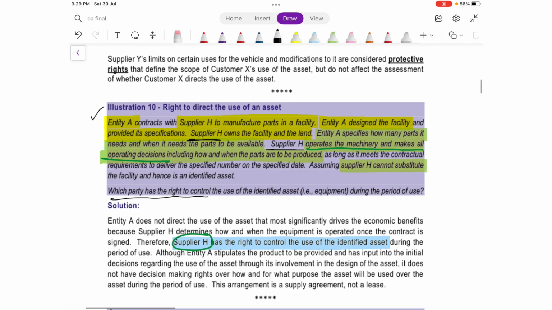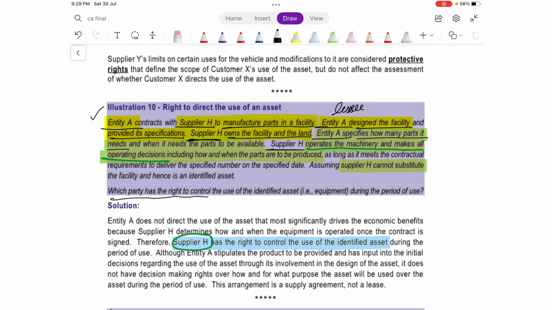Illustration number 10. Here they say entity A contracts with supplier H to manufacture parts in a facility. So there is one facility in which they are going to manufacture a few parts. Entity A designed the facility, so here the lessee has designed the facility and provided its specifications. So they had a major part in designing the leased asset, and the specifications were also provided by them. Supplier H owns the facility and the land. So the lessor owns the facility and the land, but the lessee had a great part in designing the facility. So entity A is the lessee here.